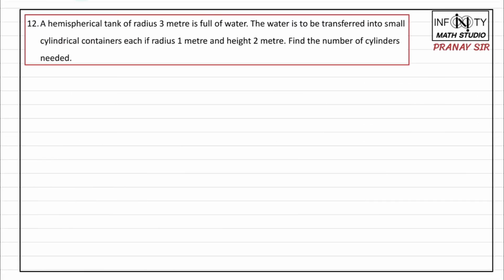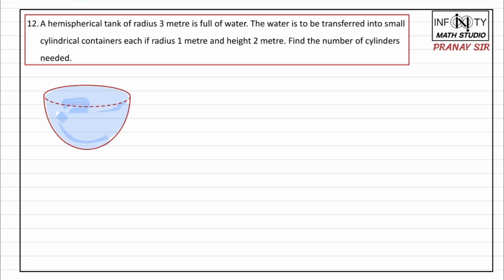Alright. Okay. We came to the end of section 2. That is, the 12th question is from the 10th chapter, mensuration. This question is related to volume of hemisphere and cylinders. So first of all we will consider a hemisphere because he gave a hemispherical tank. Now the hemispherical tank is full of water.